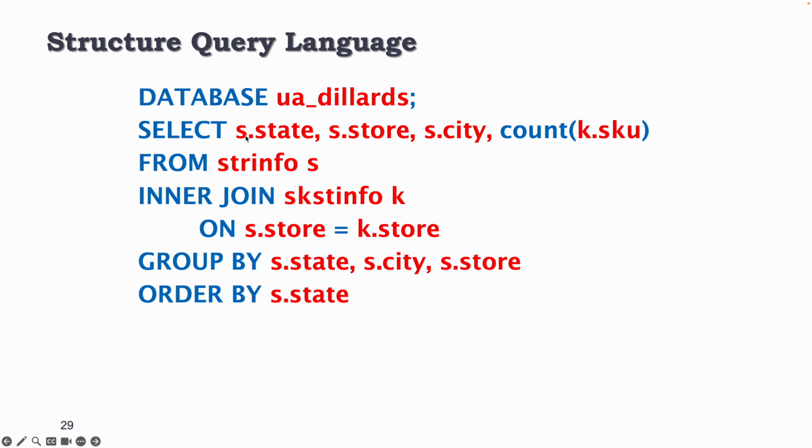So instead of typing out everything like str info dot state, str info dot store, str info dot city, and then skst info dot sku, we are simply using this S and K. And inner join on, so we are saying store in this table and store in this table are same. And then we want to group by state, city and store, and also order by a particular column. So when you run this, you'll get the results very easily.